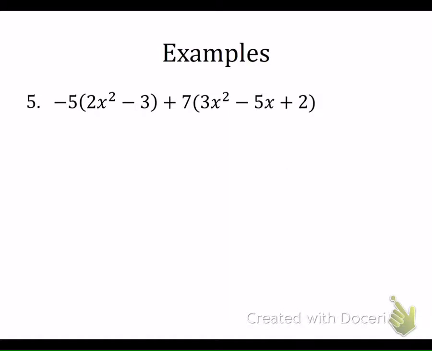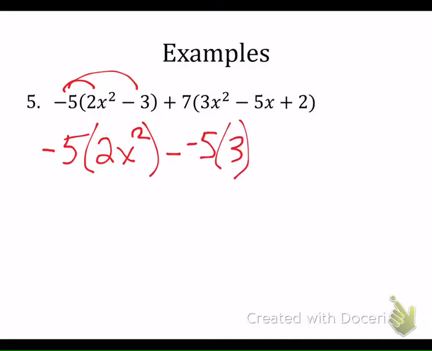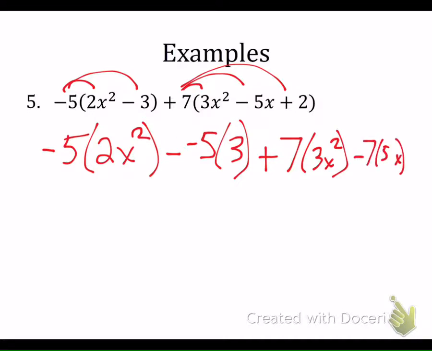All right, here we go. Number 5. All right, I am going to write out that middle step. So I have negative 5 times 2x squared minus negative 5 times 3. Distribute back here. So plus 7 times 3x squared minus 7 times 5x. Running out of space. Plus 7 times 2.